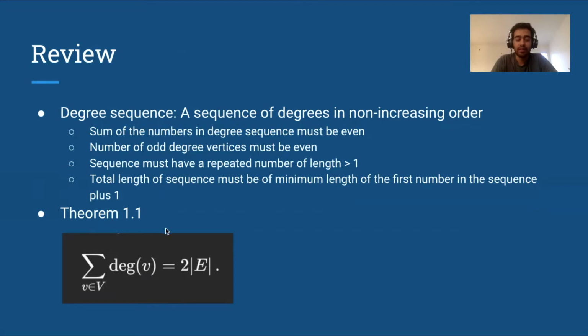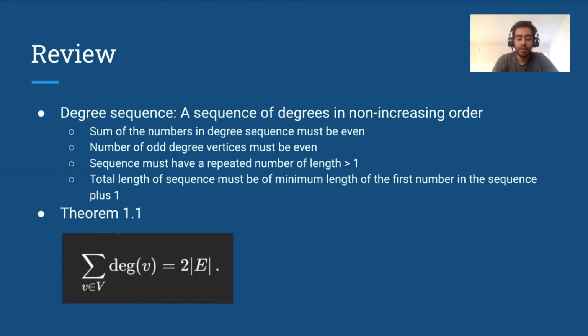So these criteria are: number 1, the sum of the numbers in the degree sequence must be even. Number 2, the number of odd degree vertices must be even. Number 3, the sequence must have a repeated number of length greater than 1. Number 4, the total length of the sequence must be of minimum length of the first number in the sequence plus 1. Theorem 1.1, also known as the handshaking lemma from our textbook, states that in a graph G, the sum of the degrees is equal to twice the number of edges.